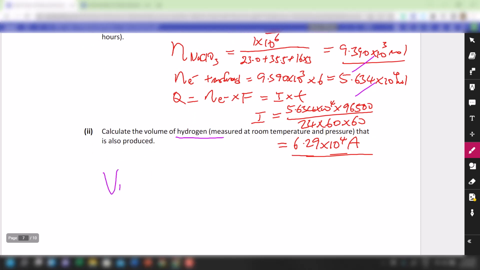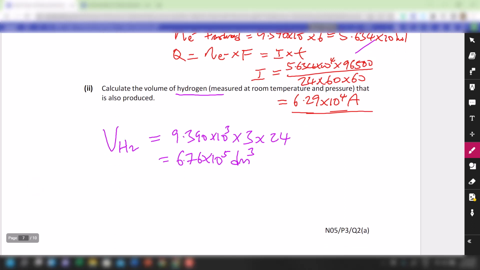So volume of hydrogen produced is equal to, I choose to do it this way, 9.390 times 10 to the power of 3 multiplied by 3. Okay, and then multiply by 24, since I'm told that I'm supposed to calculate the volume at room temperature. So that will give me 6.76 times 10 to the power of 5 dm cubed. Okay, yep. Right, so we are done with in-class exercise 4.